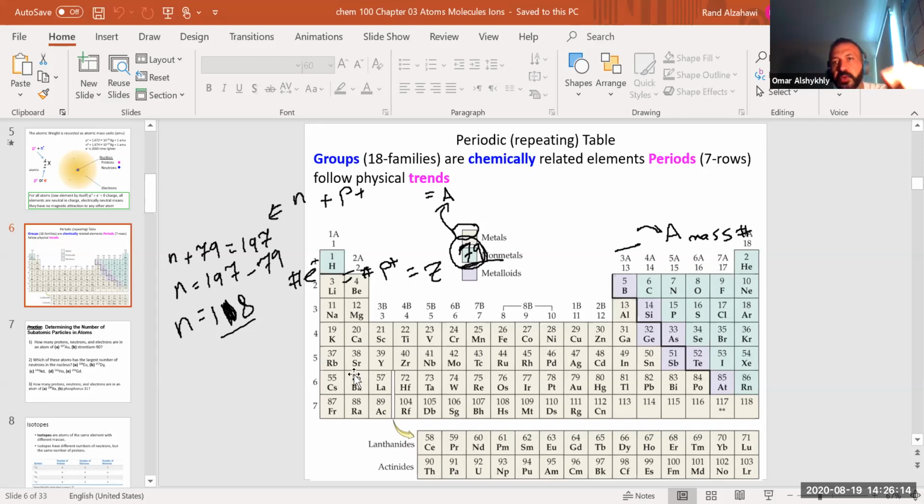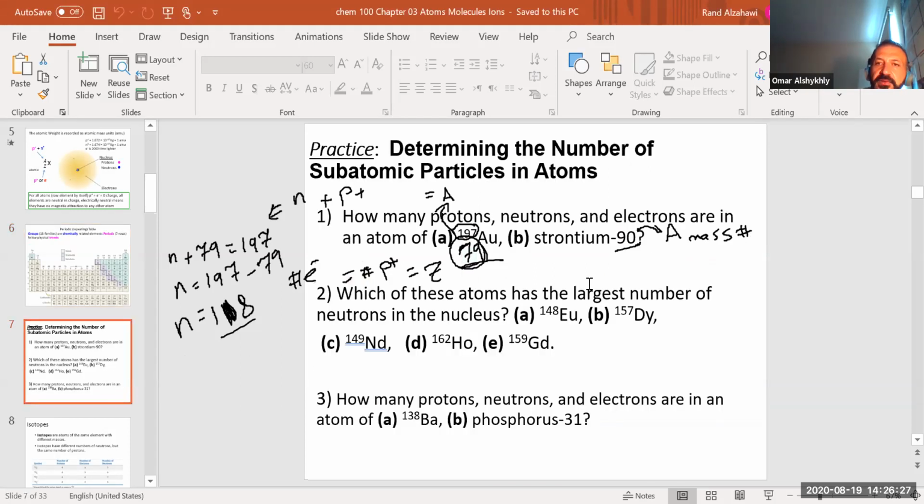By the way, the periodic table that I give you in Canvas also has the names, just in case you are not familiar with the symbols yet. Strontium is 38, the Z, the atomic number. Strontium 90 is the A. So I have Sr 90 and 38. Z represents the number of protons, and also the number of electrons.